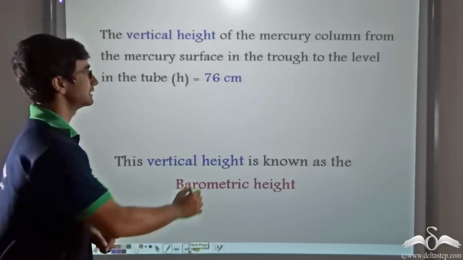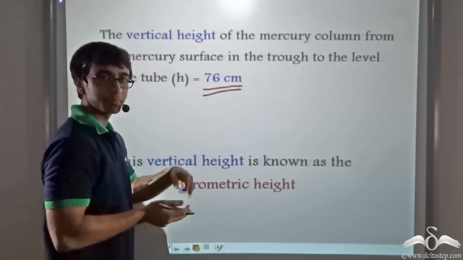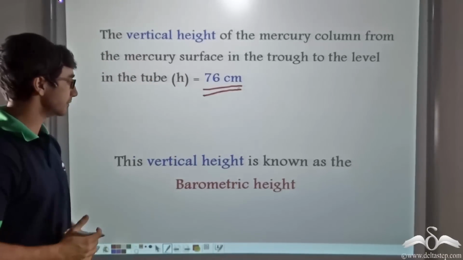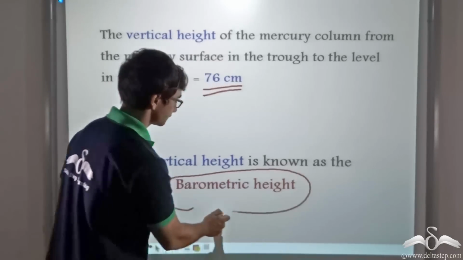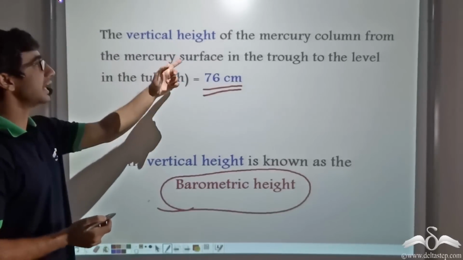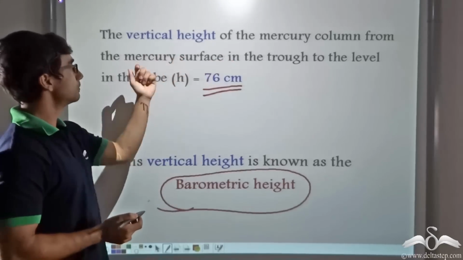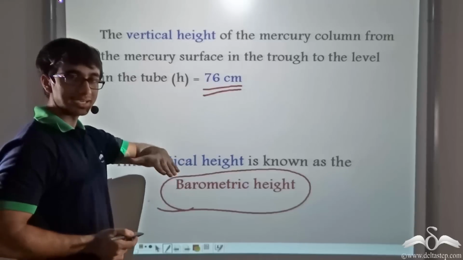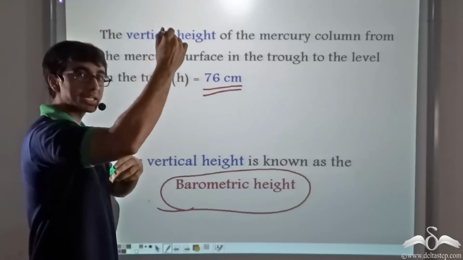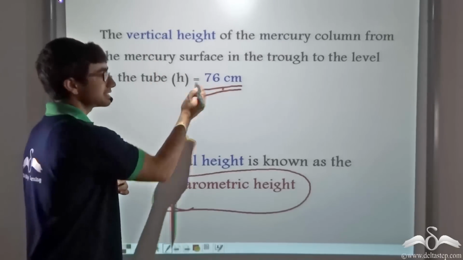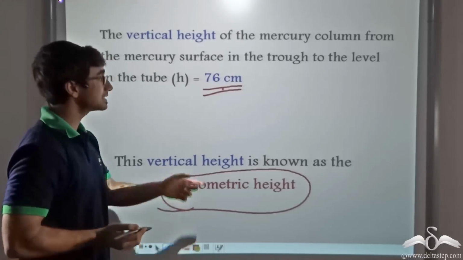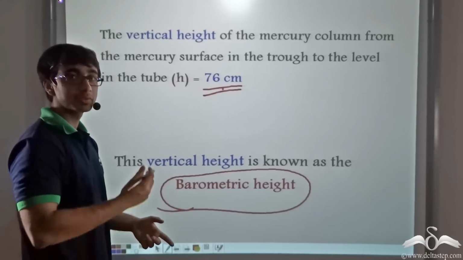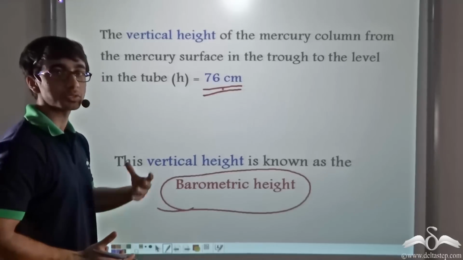So this height, that is 76 centimeters from A to B, has a particular name. This height is known as the barometric height. The vertical height of the mercury column from the mercury surface, that is the trough level, to the point where it becomes stationary is 76 centimeters, and this is known as the barometric height. And it is this barometric height which we will be using in our calculations for atmospheric pressure.